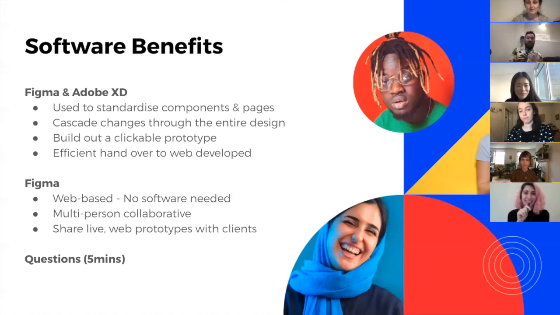And we've got efficient handovers to web developers. So when you click on the components in Figma and XD, it gives you the maths, the color coding, the dimensions, and it just makes it a bit quicker, more efficient versus something like a Photoshop where you've sketched it out. And is the developer reading your rectangle in Photoshop, or are they going to eyeball it?